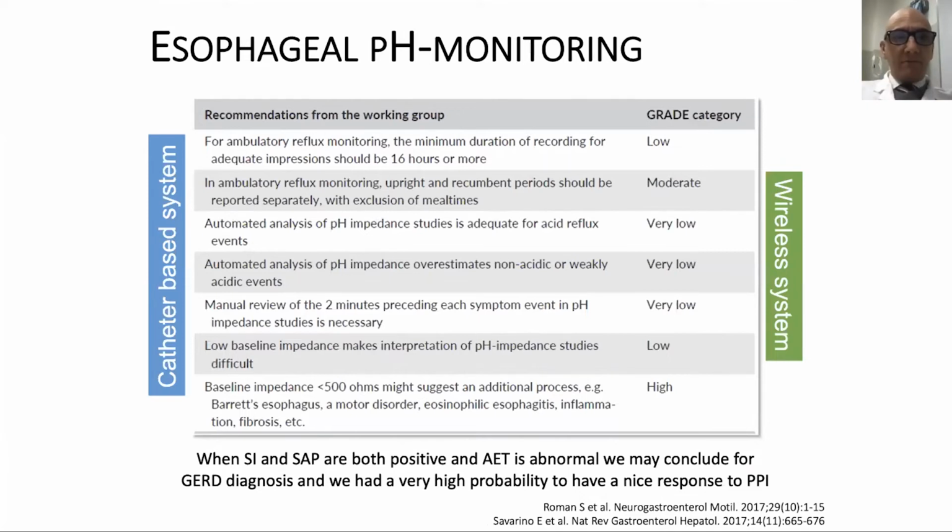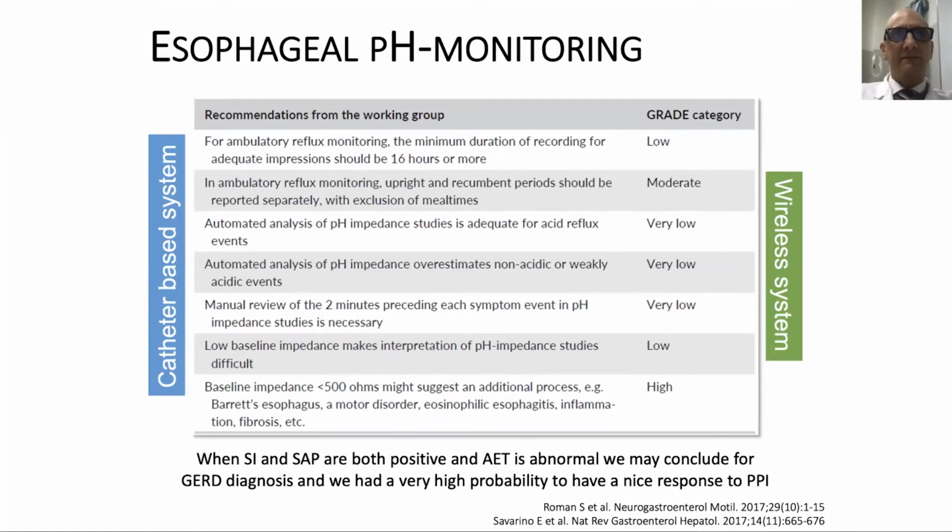In the updated Porto consensus, some recommendations should be highlighted, even if with moderate or very low level of evidence, but with a strong recommendation by the panel. The test should not be shorter than 16 hours.